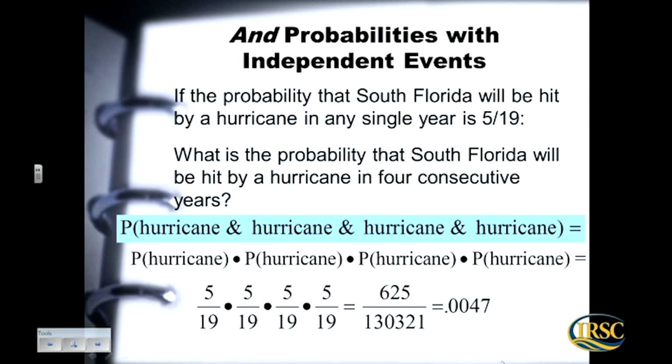Okay, so I have the answer written 2 ways here. As a fraction, we get 625 over 130,321. And as a decimal, it's 0.0047. That's a really small chance that South Florida will get hit by a hurricane 4 years in a row.